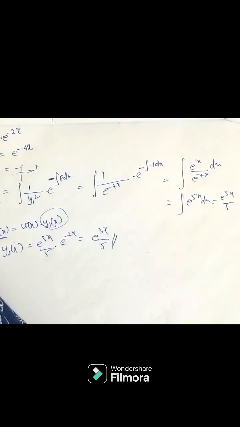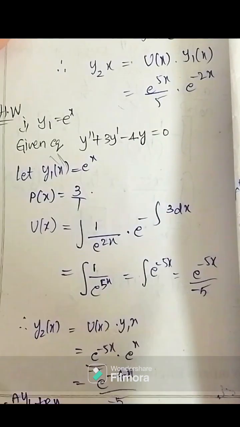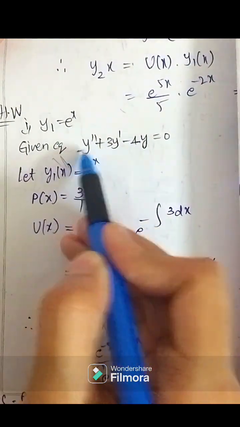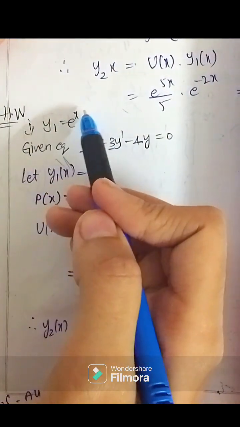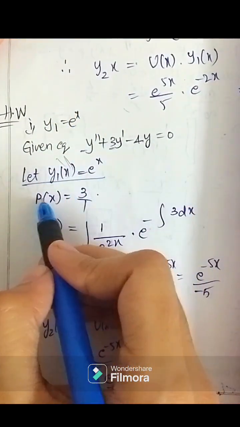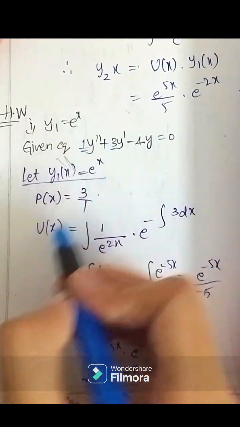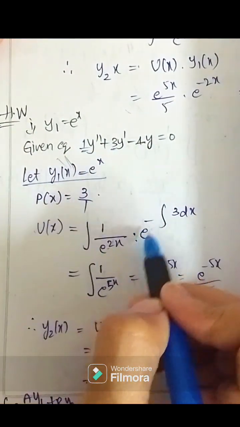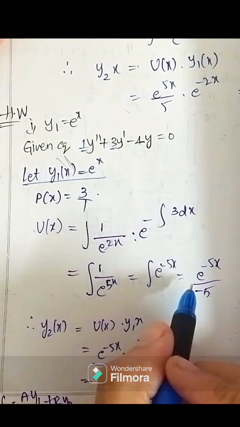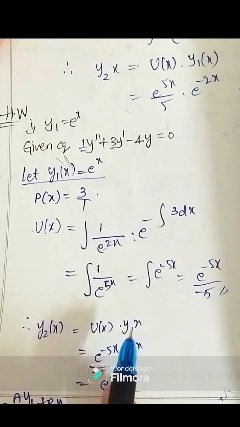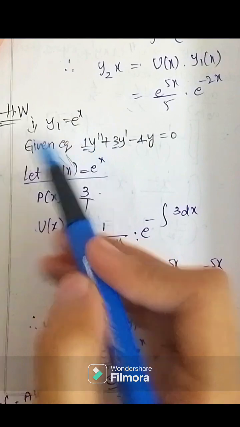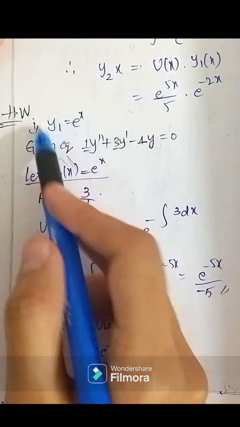That's it. A small thing I want to tell you, this method is not only for variable coefficients. If in some questions you have constant coefficients only, but even though one solution is already given, then also you can apply this method like this. So one solution is e power x, and what is p of x? 3 by 1. Okay, u of x is integral of square e power minus 3 dx, which is e power 5x. So you got something, and y2 of x is u into y1. So what I'm trying to say is, not only for variable coefficients, even if you have constant coefficients, if one solution is given, you can apply this.